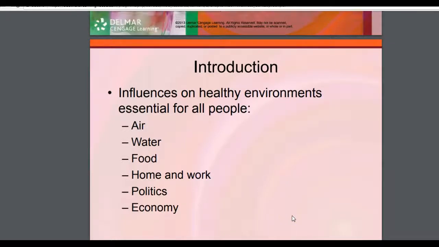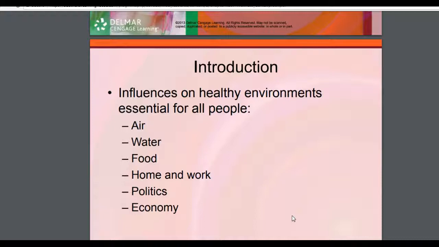So we need to consider the air people breathe, the water we drink, the food you eat, that is a huge one, your home and work setting, the politics that you're in, and the economy. And you think, oh my gosh, how does this all affect health? Well, this is probably one of the more impactful issues that gets overlooked in health in general.